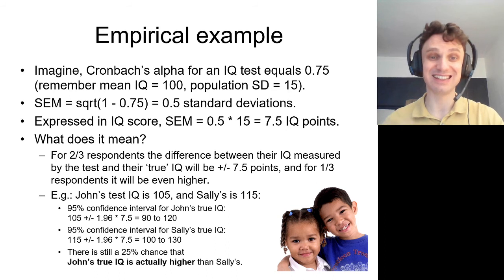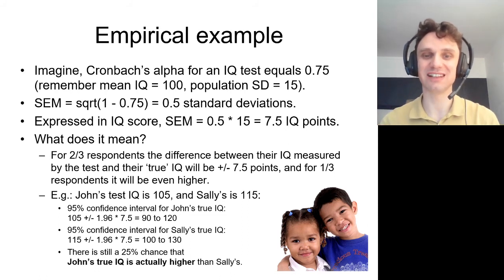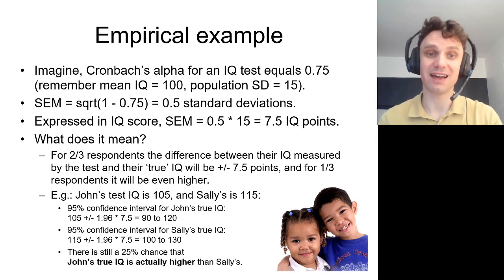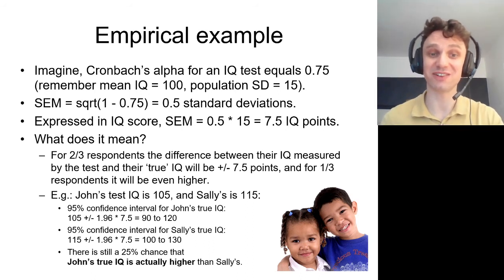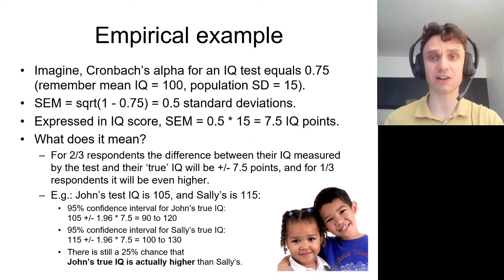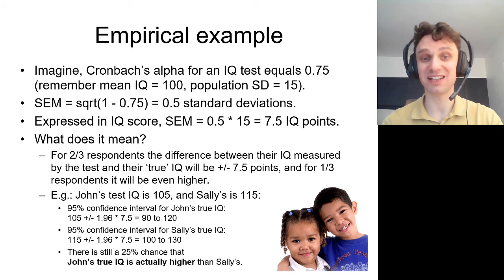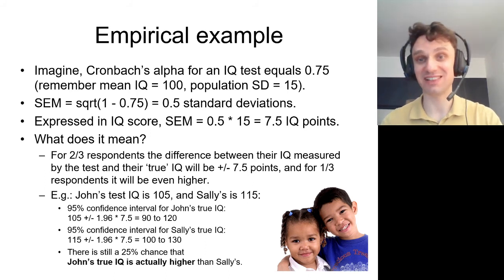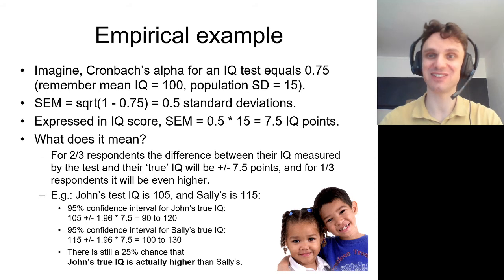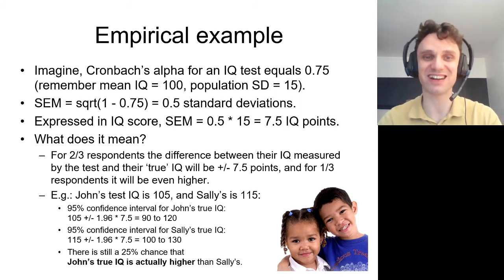Which means that we can take John's score and we can calculate confidence interval as his true score plus or minus 2 standard errors from the test score. As a result, the confidence interval for John's true IQ is 90 to 120, fairly large. There is a chance that John is also gifted. And for Sally, 95% confidence interval is 100 to 130. So there is kind of a 50% chance that Sally is gifted, or 50% chance that Sally is kind of in the average range.